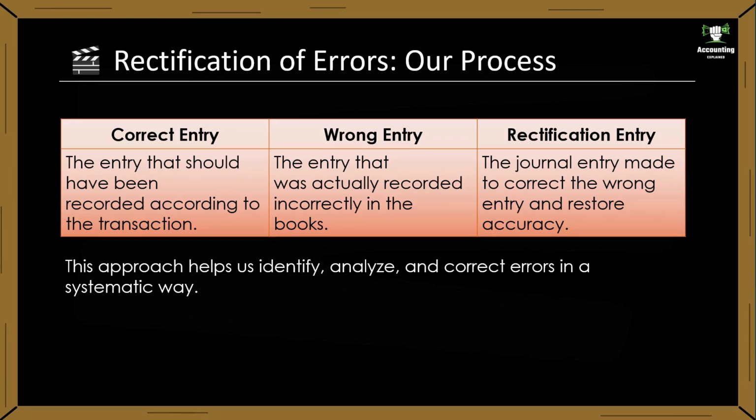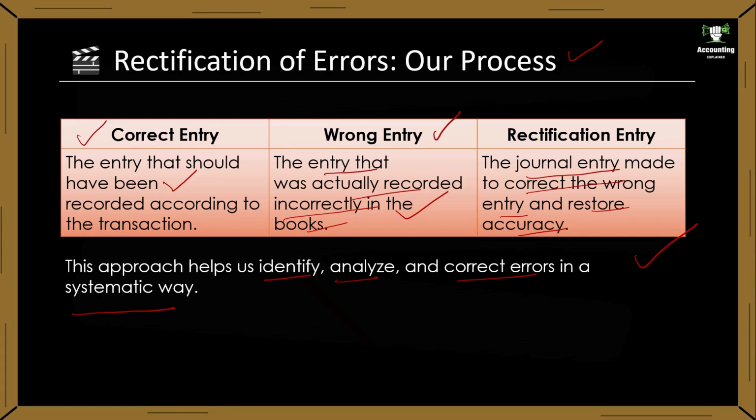I am going to teach you the process. Okay, rectification of errors process. So we are going to open one tabular column. First we will pass the correct entry, the entry that should have been recorded according to the transaction. Next, the wrong entry, the entry that was actually recorded incorrectly in the books, which you have wrongly taken in the books. Next comes the journal entry, as we had done, the journal entry made to correct the wrong entry and restore accuracy. So this is the format which we are going to follow. This approach helps us identify, analyze and correct errors in a systematic way. If you follow this tabular column, then it will be very easy and you can rectify any wrong entry.